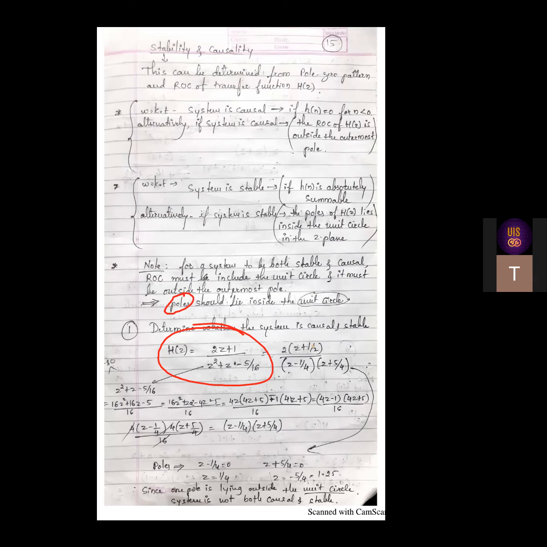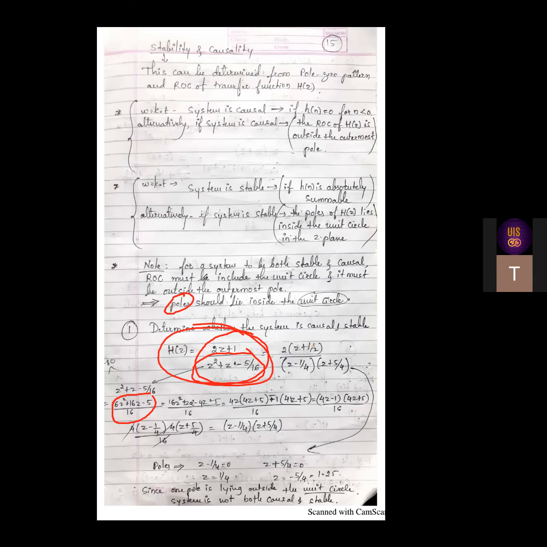If you observe the question, the denominator has a quadratic equation, so you need to reduce this to factors form. What I have done here, you can just see, I have taken the LCM first: 16 z square, then divide by 16. As the given question has directly z, don't go for replacing z inverse, because directly you have z in the question. So don't go for it.